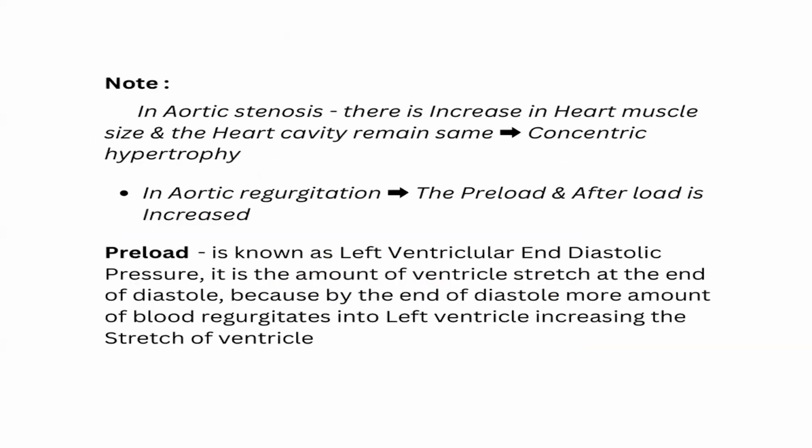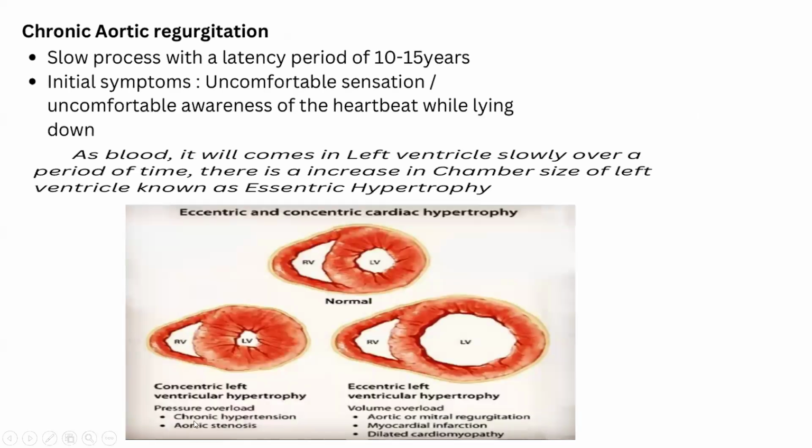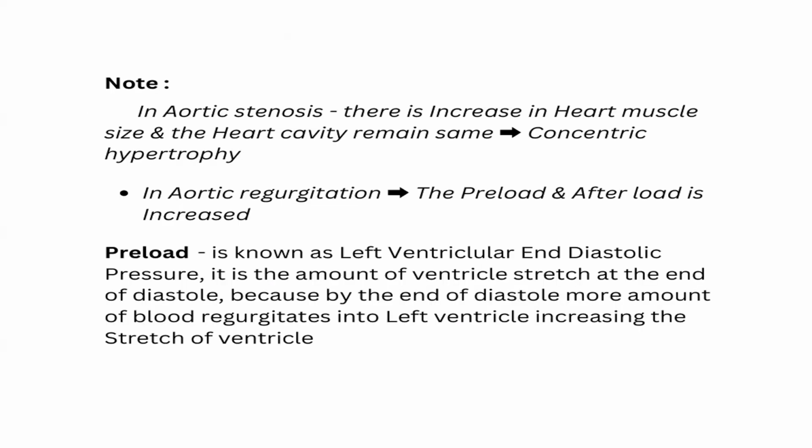Whereas talking about concentric hypertrophy, in concentric hypertrophy, the left ventricle chamber size remains the same, but the heart wall thickness increases. Then that is concentric hypertrophy. It is seen in conditions of pressure overload like aortic stenosis and chronic hypertension. So very important concept: concentric hypertrophy and eccentric hypertrophy.